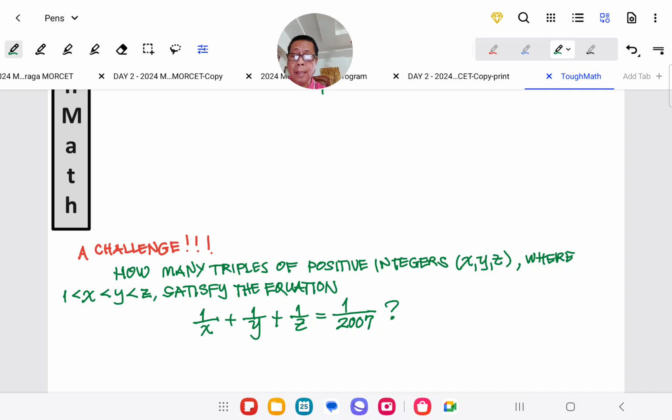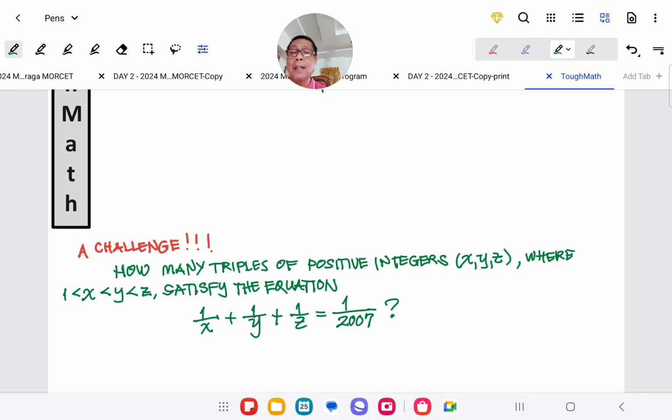Okay, so before I go, I leave this challenge. How many triples of positive integers x, y, z where 1 is less than x, but x is less than y, and y is less than z, satisfy the equation 1 over x plus 1 over y plus 1 over z equals 1 over 2007?